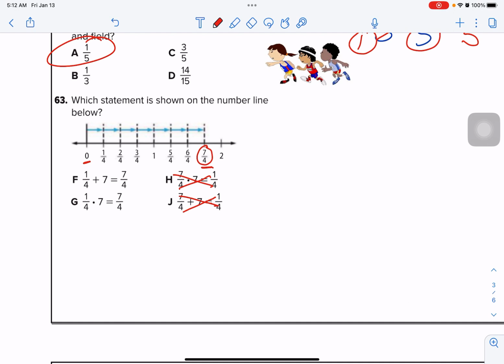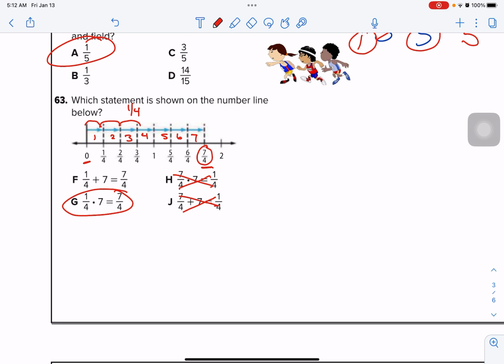Now, we look at our spacing. How much spacing between each one of these? Well, between each one of these is 1/4, and there is 1/4 7 times. So we want to add 1/4 together 7 times, or a really fast way to do that would be to do 1/4 times 7/4.